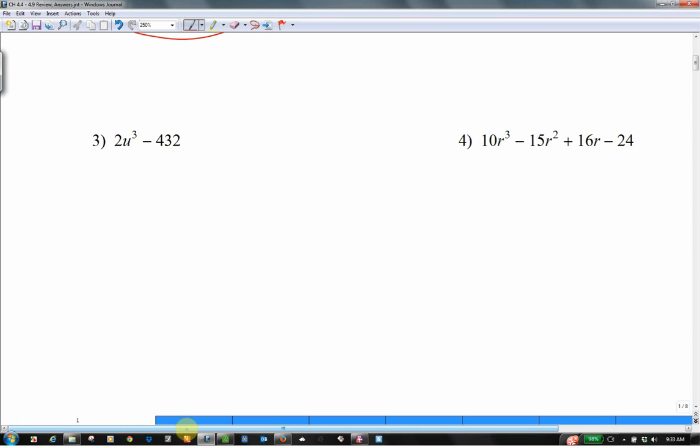Okay, let's look at this one. Well, it looks like we can factor a 2 out. So if I factor a 2 out, I get u cubed minus 216.